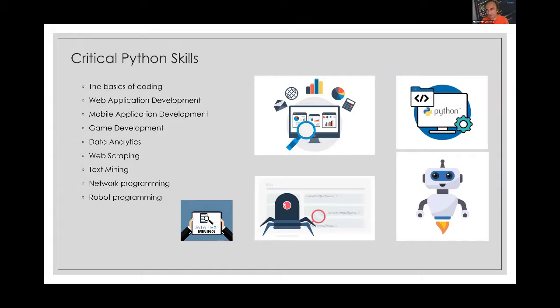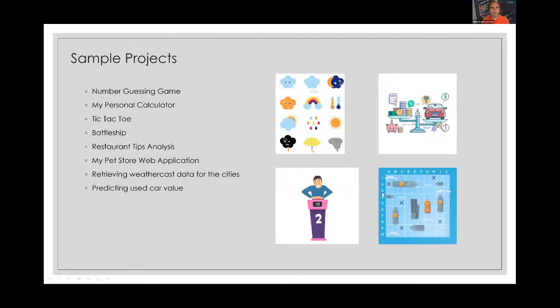And then game development, which is possible using Python, data analytics, web scraping, which I mentioned, and text mining. You can do text mining using Python. There are a lot of tools available out there. And also network programming and robot programming, which is really popular and compatible with a lot of technologies like Raspberry Pi. Those are the Python-related skills.